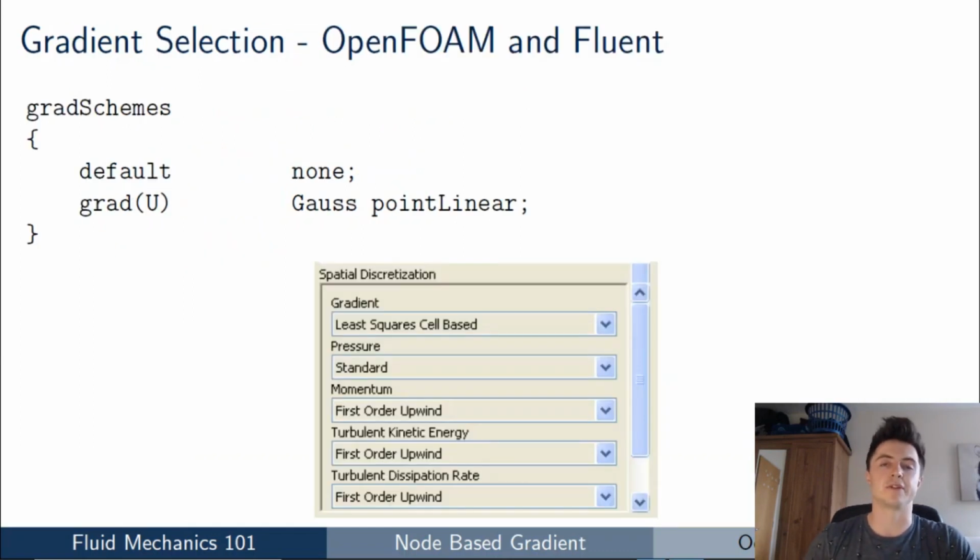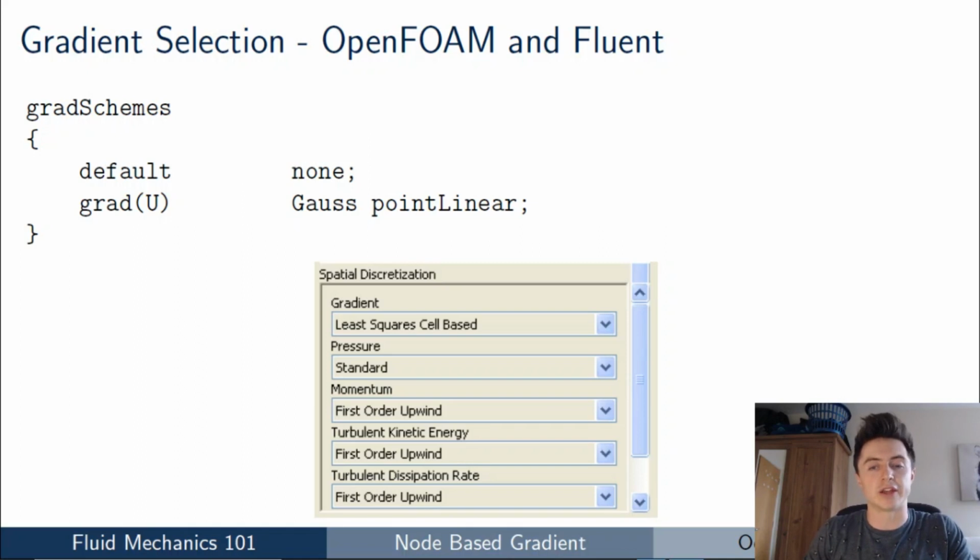So there are different methods of calculating the gradient, and the way you select the gradient scheme will vary depending on what CFD code you're using. If you're using OpenFOAM, for example, if you open up the fvSchemes file, you'll find a dictionary entry called gradSchemes, and in there you'll find entries where you select the type of gradient scheme that you would like to use. In this instance, you see grad U, and we're using a pointLinear scheme, and that's OpenFOAM's way of saying we're going to be using a Green-Gauss node-based gradient scheme, which we're going to be looking at in this talk.